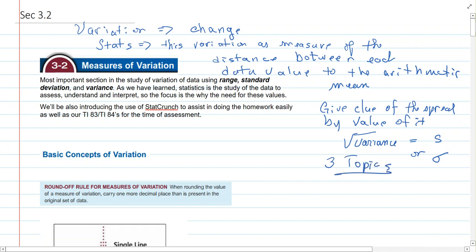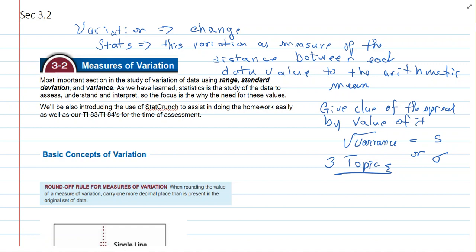And range is easy because that's the spread. And standard deviation is the square root of the variance. And the variance is the measure of the data points to what we think the mean is for the data set. So let's get involved with this. It sounds difficult, but it's not.